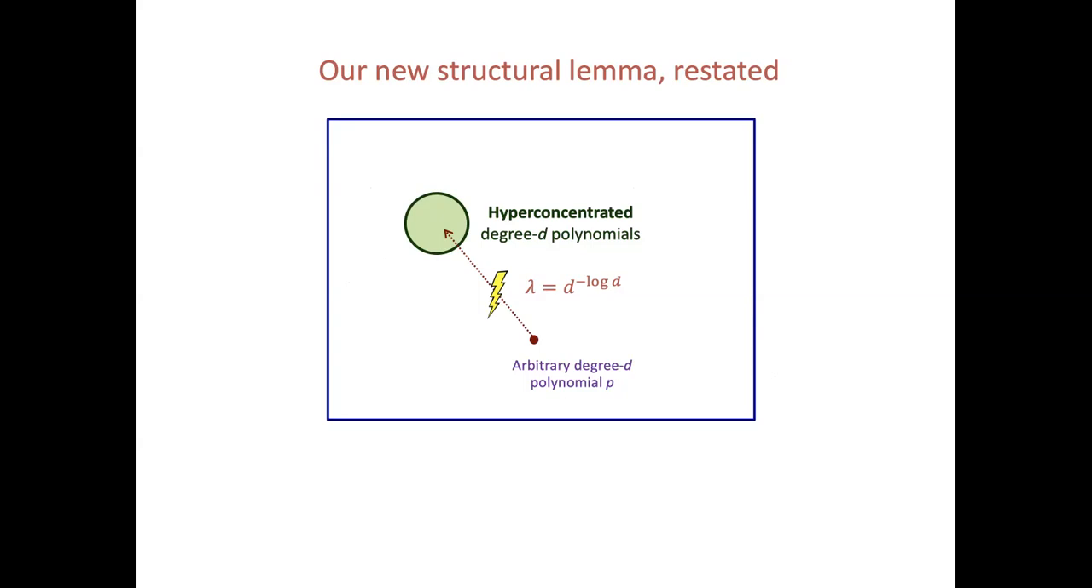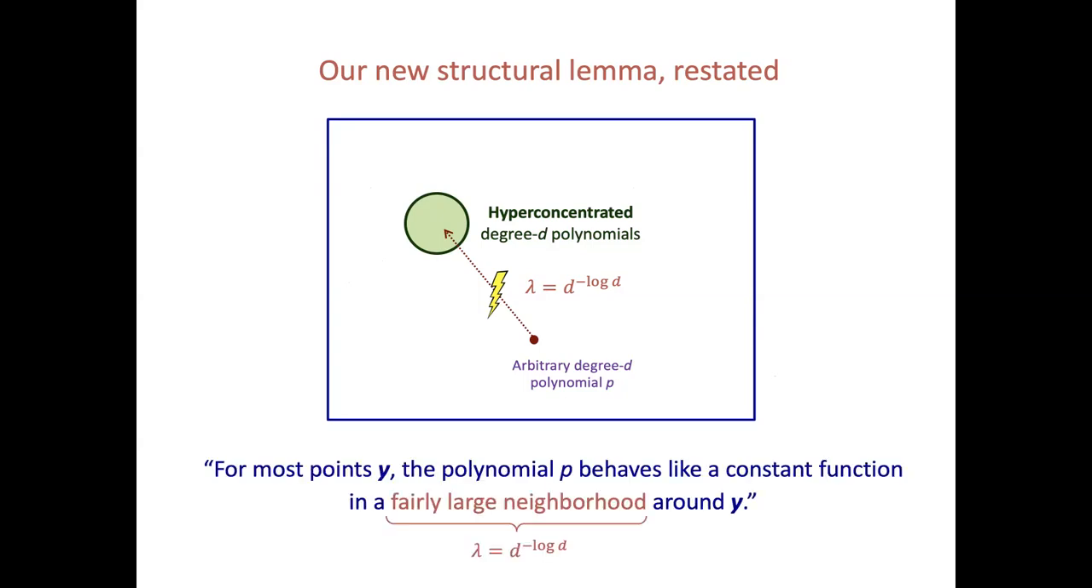And keeping in mind this view of random restrictions from the previous slide, it can be viewed as saying that for most points y, if we zoom in on P's behavior around y, P behaves like a constant function in a fairly large neighborhood of radius 1 over quasi-polynomial in D around this random point y. And for this reason, we call our new structural lemma a local hyperconcentration theorem, that P at most points behaves locally around that point as if it were a constant function.